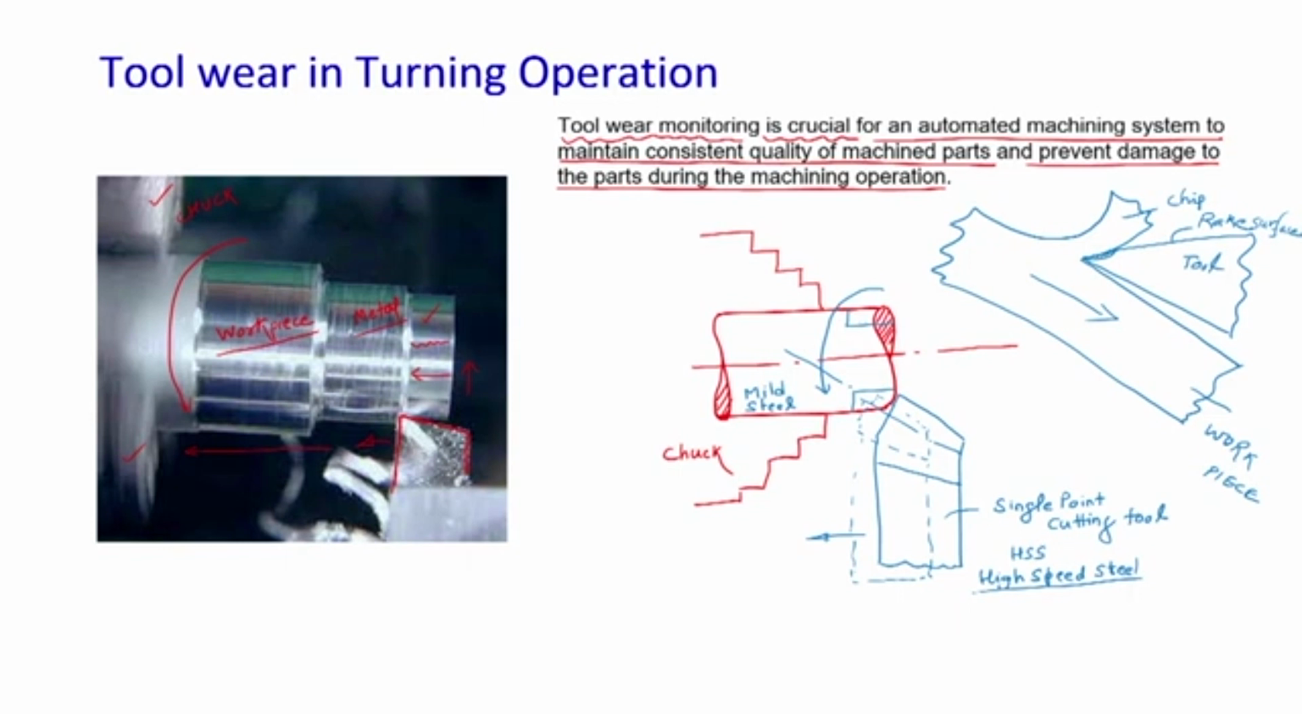There is also the bottom surface of the tool which is in contact here as well. Here also there is wear and tear of the surface, the bottom surface. This is called the flank surface. Due to wear and tear of the flank surface, there is a change in geometry of the tool, and when there is a change in geometry of the tool, that affects the surface roughness of the machined portion.